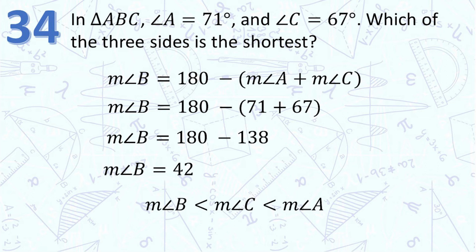Hence, the angles of triangle ABC in increasing order: angle B, angle C, and angle A. The shortest side of the triangle is opposite the smallest angle. Therefore, the shortest side is opposite angle B, that is side AC.